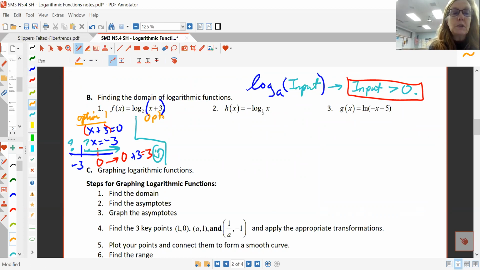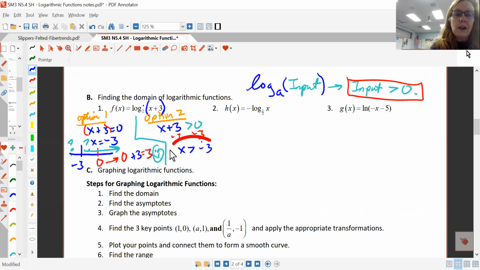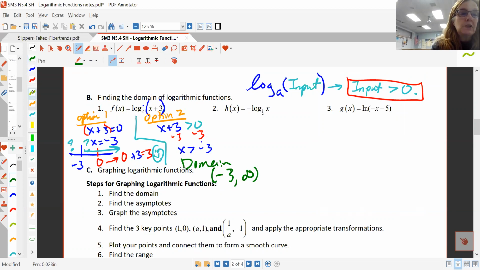So option 2 is I basically say, well, I know that my input, which is x plus 3, has to be greater than 0. And there's an algebra problem. And then I just solve it. So I subtract 3, and I get x is greater than -3, right? So same rules. Notice that basically here I was checking -3. Here I find -3. So then in the end, my domain is from -3 to infinity for this particular set.